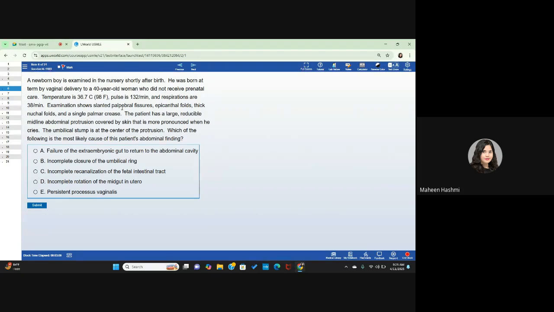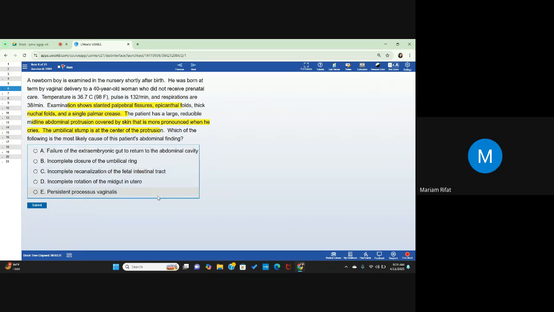All right. So slanted palpebral fissures, epicanthal fold, single palmar crease. What are they talking about? Down syndrome. Very good. Midline abdominal protrusion covered by skin that is more pronounced when he cries. What's this? Hernia. Which means they're referring to the midline protrusion.